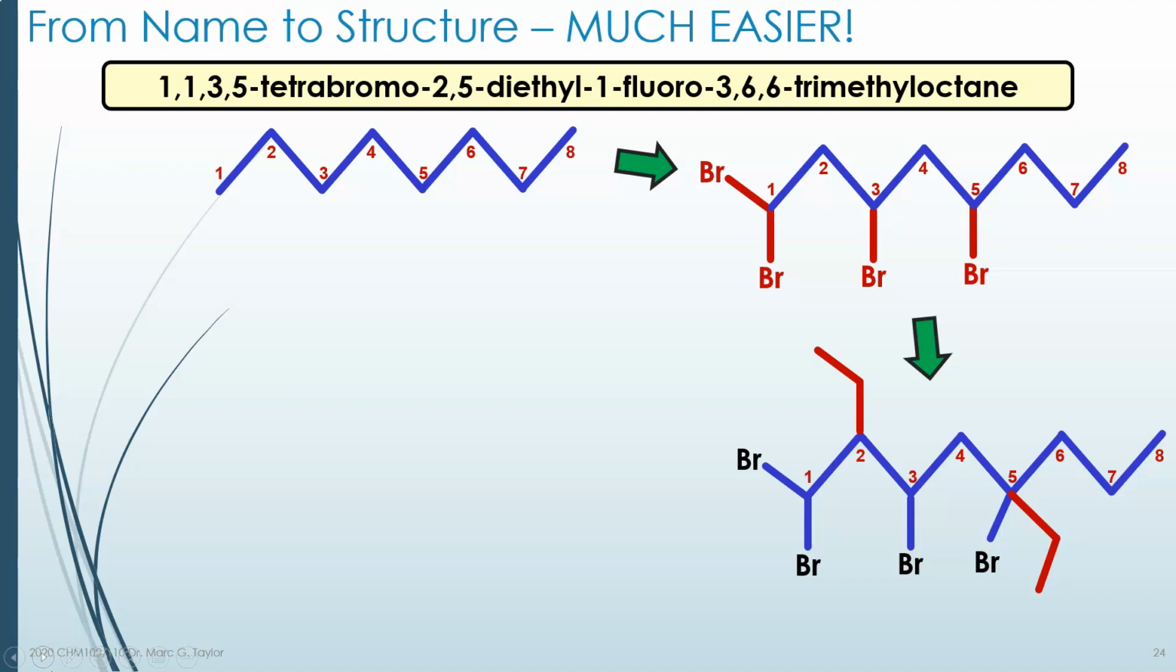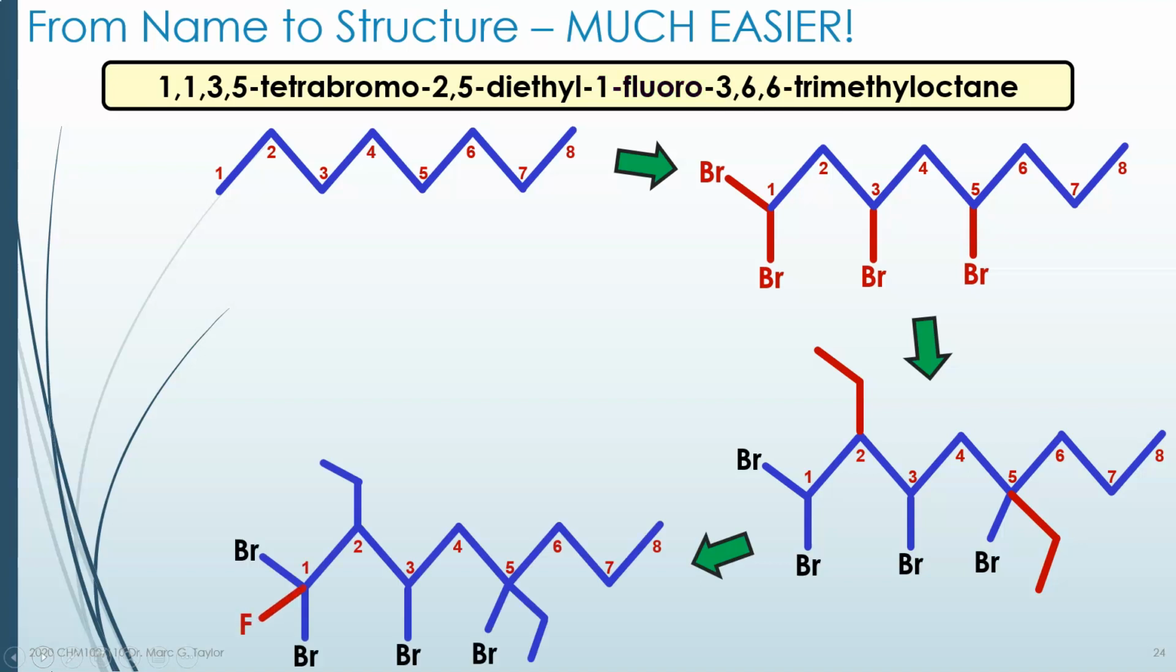So now I look at 1-fluoro. Well, I already have on the 1 carbon 2 bromines, but there's still room for 1 more substituent. So I'll just write my 1-fluoro there. Now there's nothing more I can do with the 1 carbon. It's loaded up with 2 bromines, a fluorine, and the 1 carbon's attached to the 2 carbon. So all 4 bonds of the carbon at position 1 are already shown.